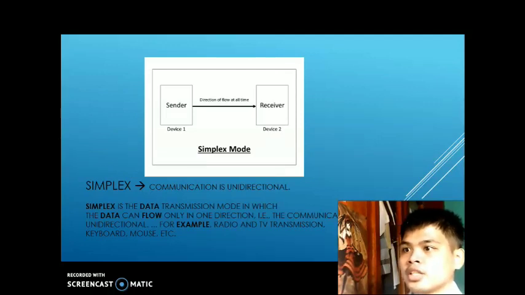And this is the example. Simplex communication is unidirectional. Simplex is the data transmission mode in which data can flow only in one direction, i.e., unidirectional communication. For example, radio, TV transmission, keyboard, mouse, and etc.